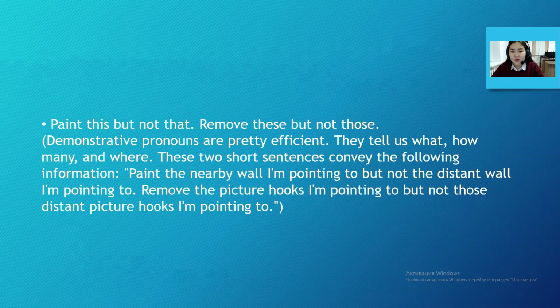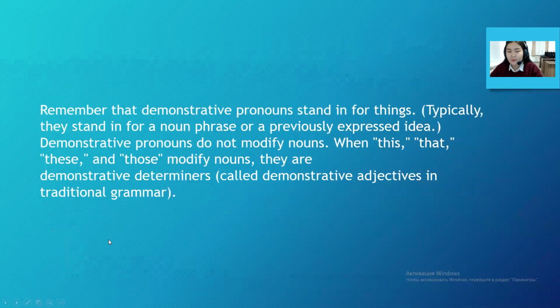Demonstrative pronouns are pretty efficient. They tell us what, how many, and where. These two short sentences can convey the following information. Paint the nearby wall I'm pointing to, but not the distant wall I'm pointing to. Remove the nearby picture hooks I'm pointing to, but not those distant picture hooks I'm pointing to.